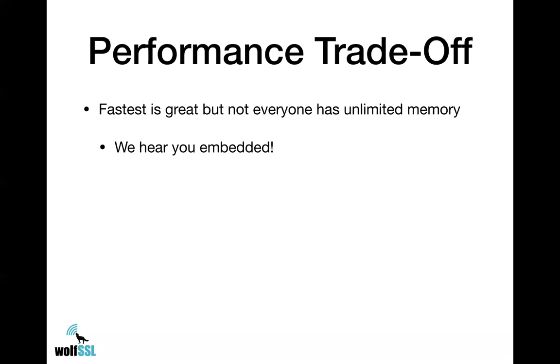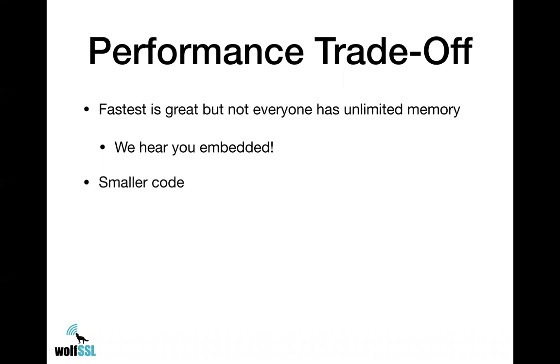Performance trade-off. So, you know, fastest is great. Everybody wants the fastest code. Everyone wants the fastest handshakes, but not everyone has unlimited memory. So we're talking about embedded here, okay? If you've got a desktop, if you're doing a browser or you're doing a server at the back end, then yeah, sure. You want the assembly optimized code that's going to go as fast as possible, that's going to handle the most connections per second as possible, so that you can handle as many incoming connections as possible. But when you're on the client, you may have limitations on there.